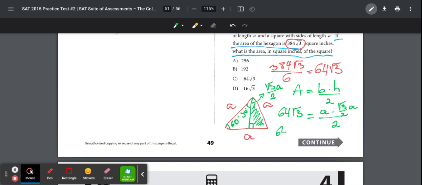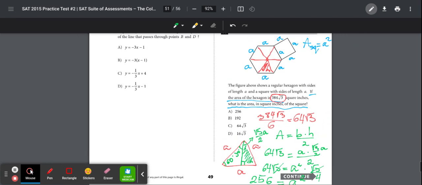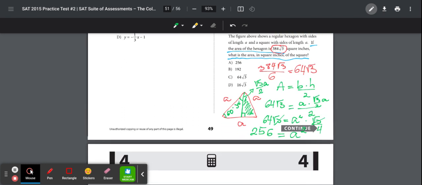So I have 64 radical 3 would equal A squared times radical 3 divided by 4. The radical 3's will cancel out. I'll multiply both sides by 4. And I'll have 256 equals A squared. I really don't need anything more. That's my answer since I'm looking for the area of a square, and we said that the area in that particular square is A squared. So 256 is A squared, and this is what I am looking for. That's my answer.